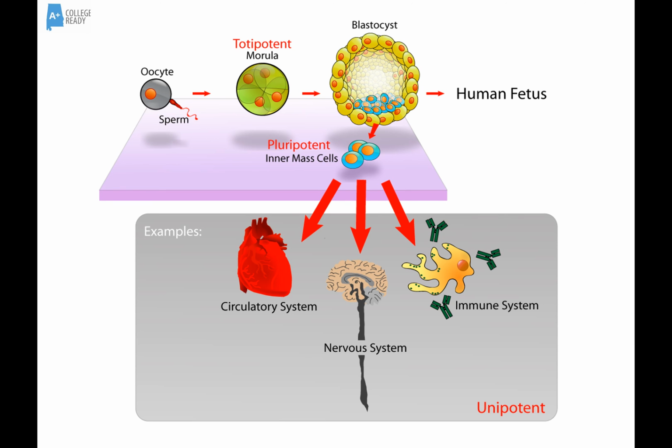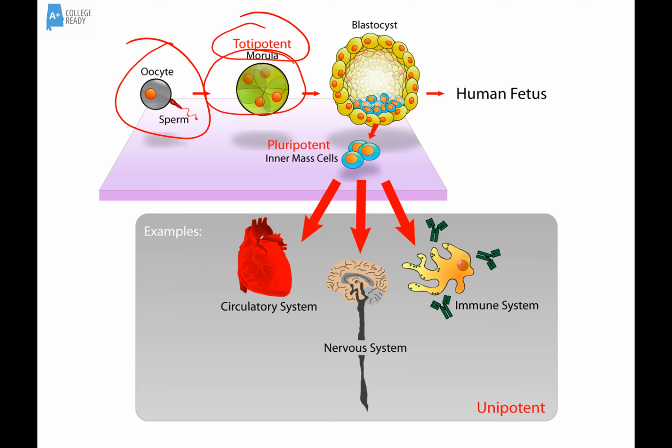So here we see the egg and the sperm getting together through fertilization. That makes the zygote. Those cells divide multiple times during the process of cleavage to form the morula, the 32 cell stage. Those cells are totipotent. They can still become any type of cell either in the embryo or in the extraembryonic tissues.